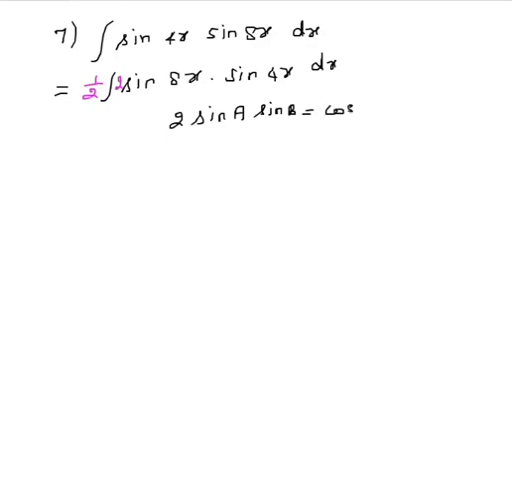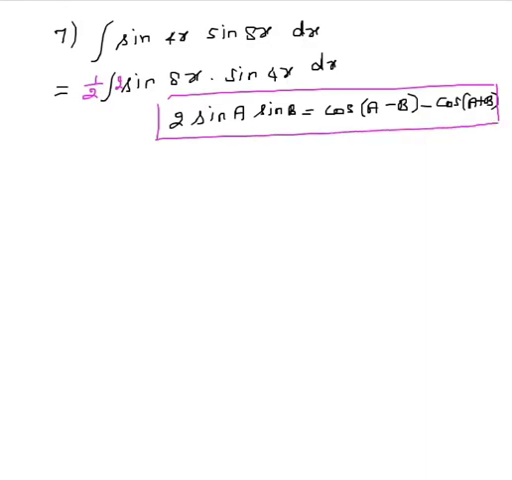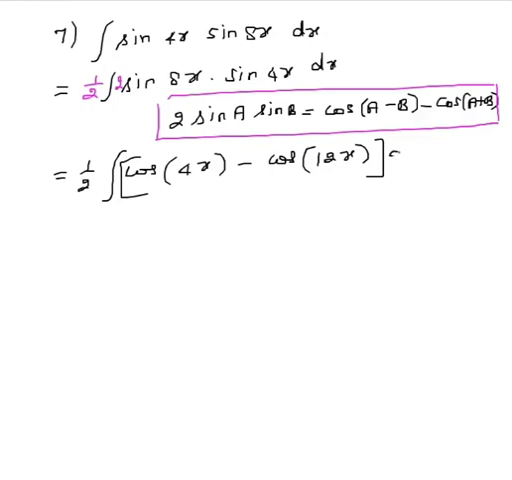2 sine A sine B, if you remember, it has a minus sign. So we have to write cos of A minus B first and then minus cos of A plus B. Let us use this identity. We get half into integral cos of 8x minus 4x minus cos of 8x plus 4x is 12x times dx. Now we don't have a product of two functions, we have only subtraction in between.